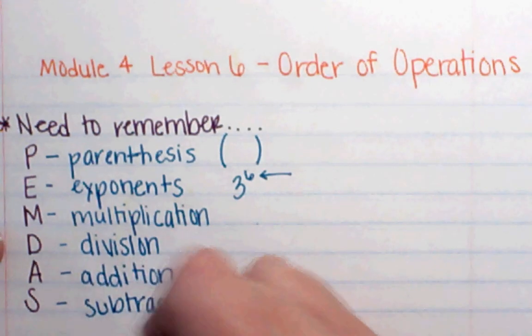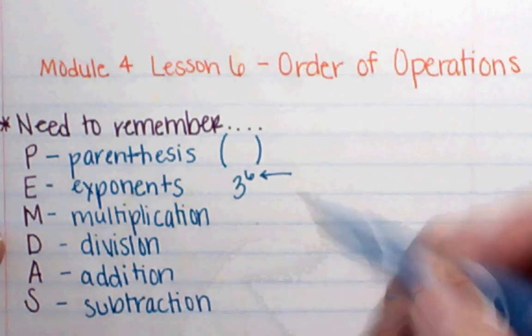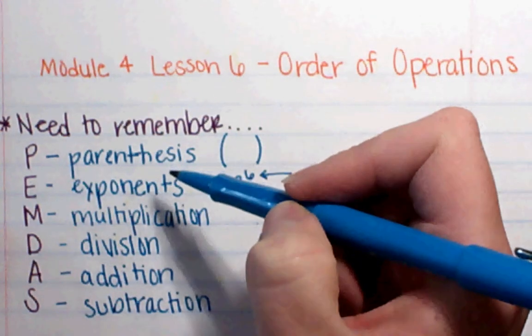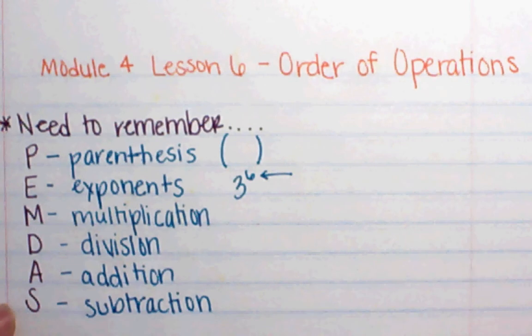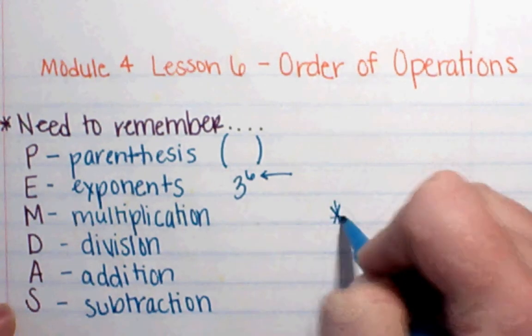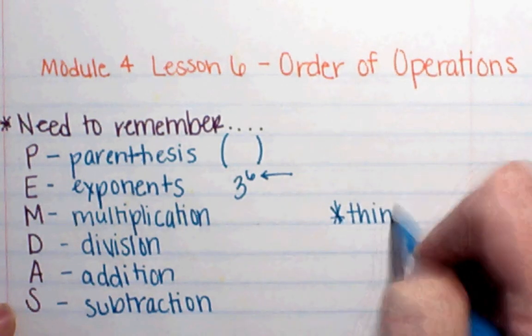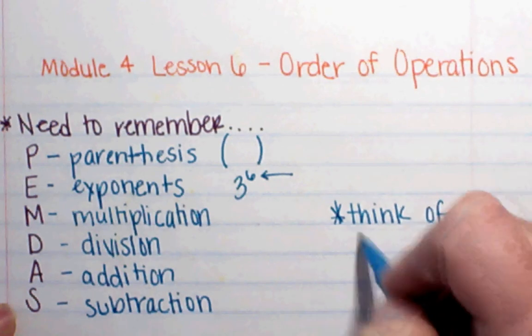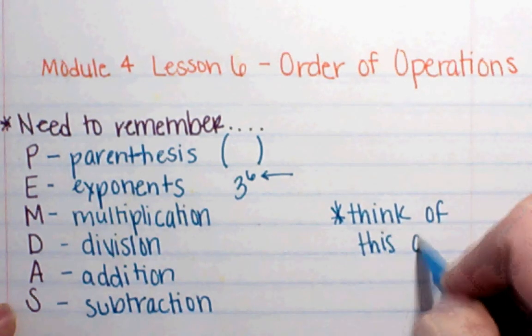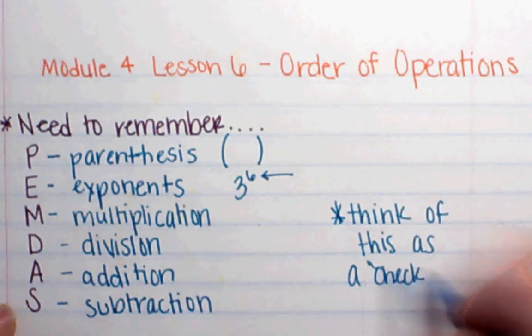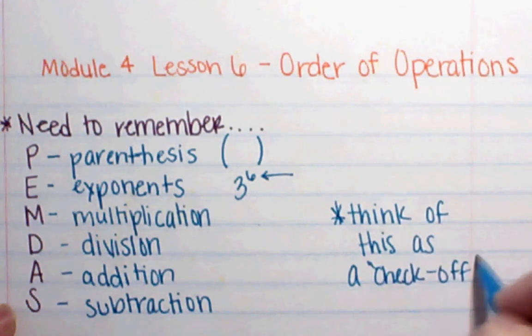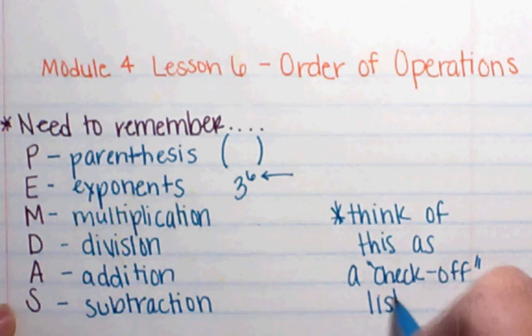I want you to think of this as a checkoff list. You start up at parentheses and you work your way down all the way to subtraction in a math problem. So on the side you might want to write, think of this as a checkoff list. So we're going to work through a couple examples with this now.